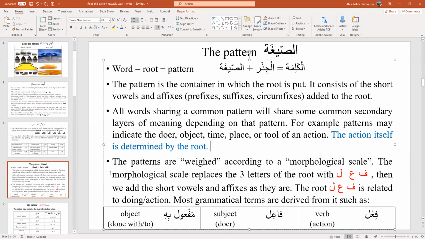And again, the patterns are weighed according to the morphological scale by replacing the three letters of the root with the letters fa, ayin, lam. The fa, ayin, lam root has to do with doing. So all grammatical terms will share this root: fi'al, grammatically verb, literally action; fa'il, grammatically subject, literally doer; maf'ul bihi, grammatically object, literally the done to or done with.